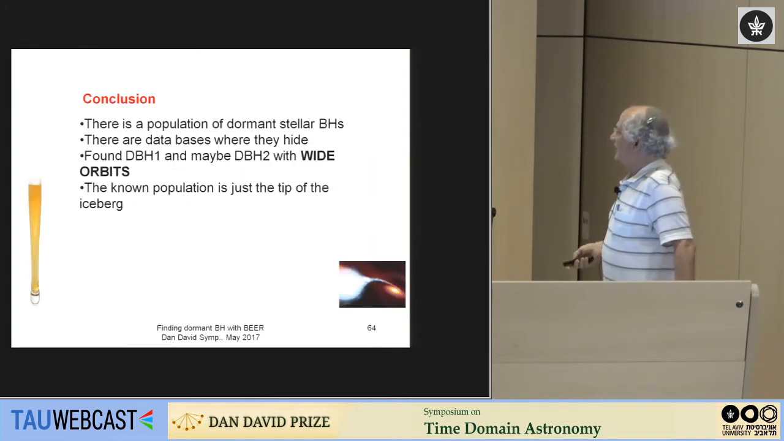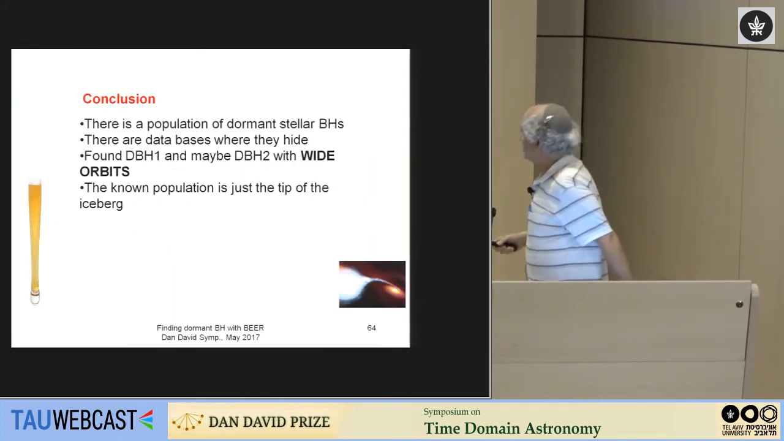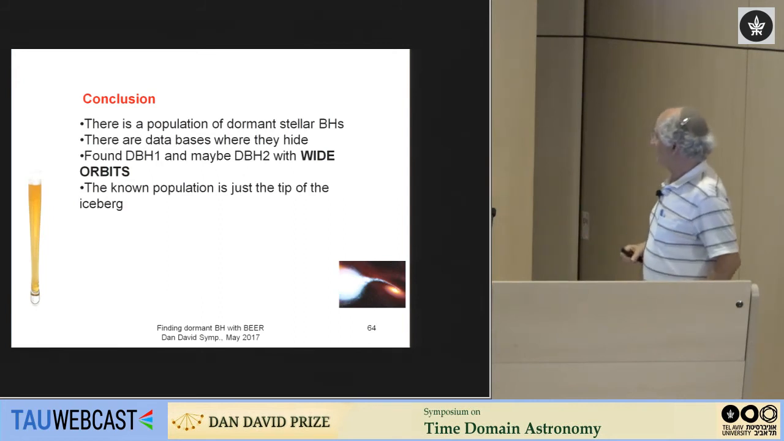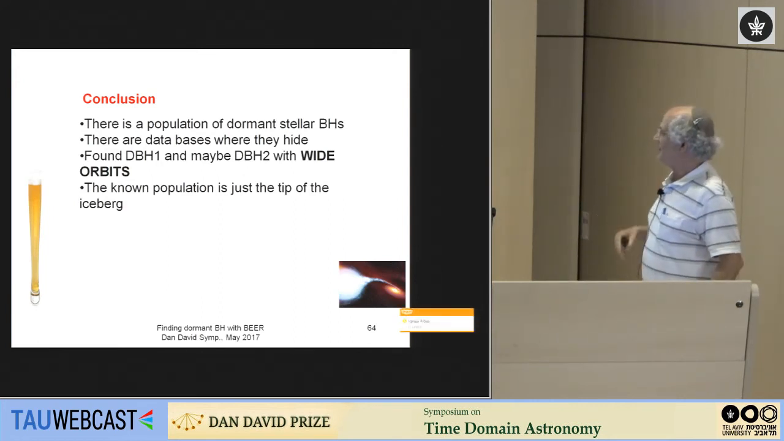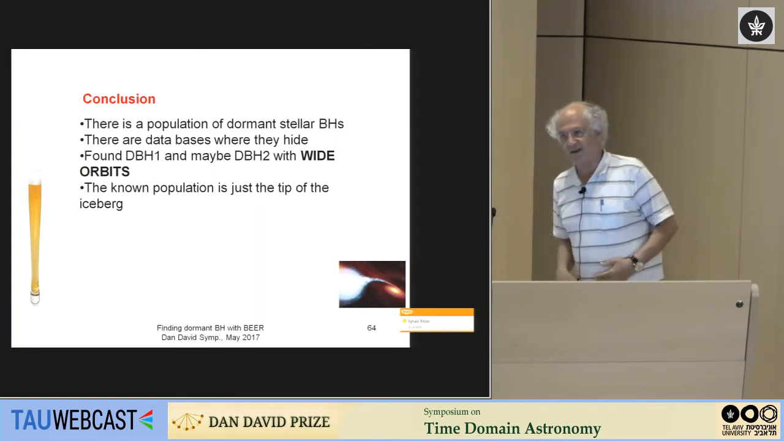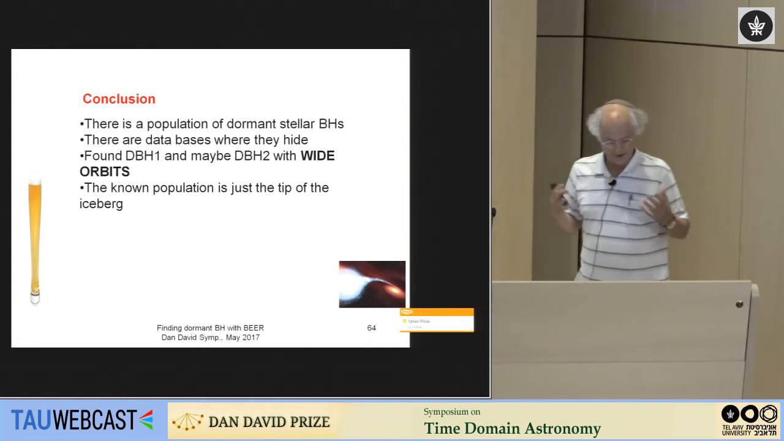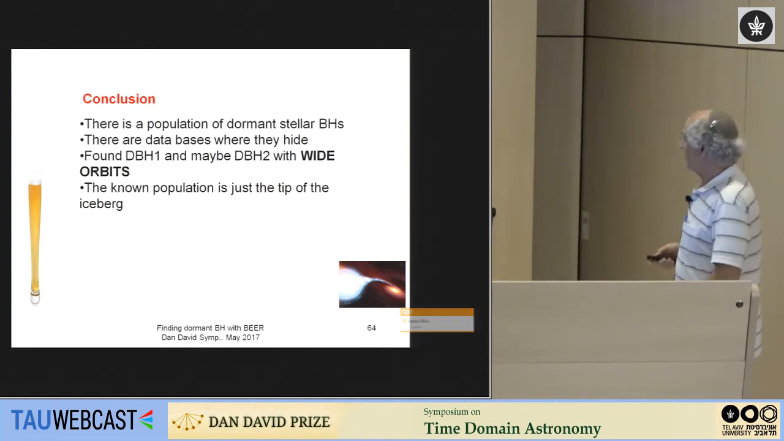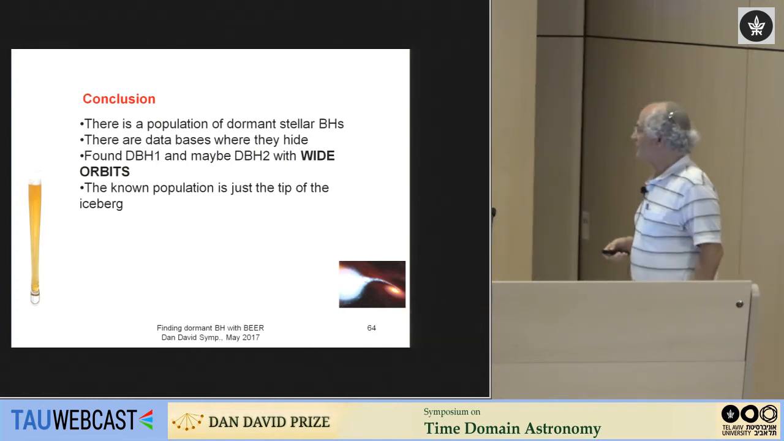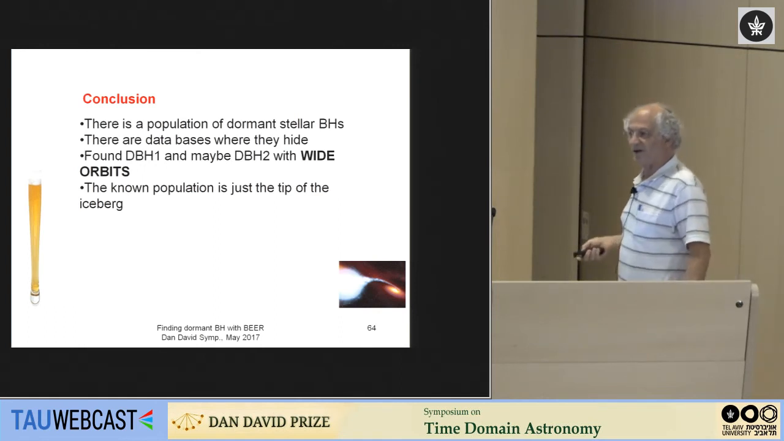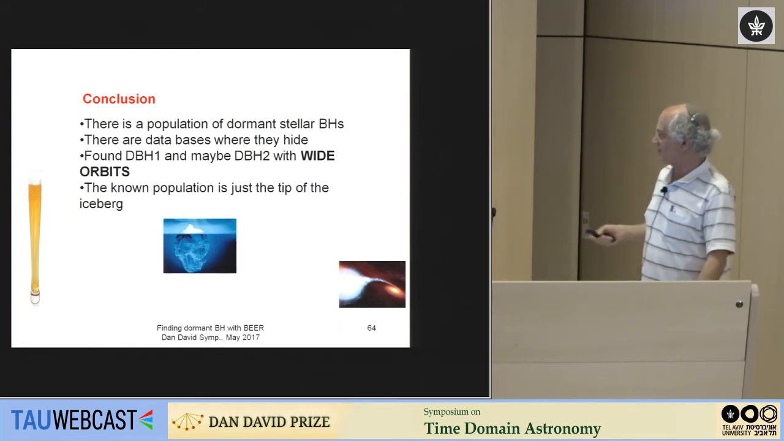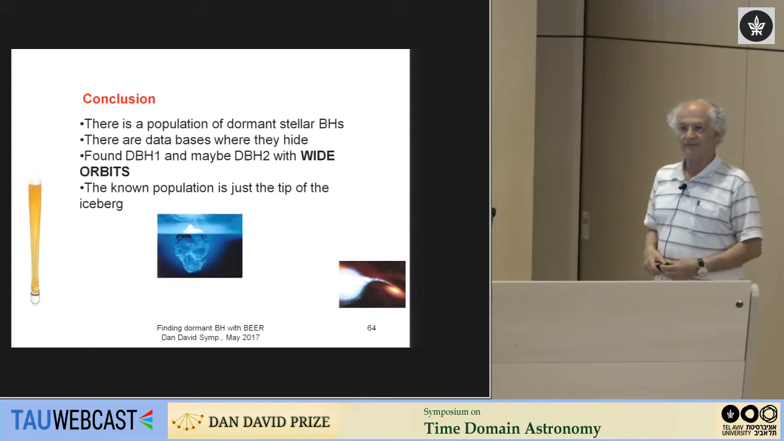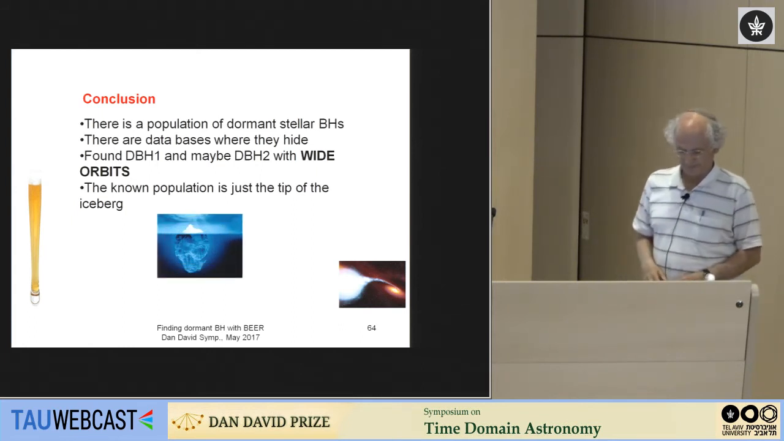So the conclusion is that there is a population of dormant stellar black holes. They are begging us to discover them. They are waiting impatiently. They sit in the dark like a good Jewish mother. They sit alone in the dark, waiting for us to discover them, and some of them are in wide binaries. What we know is apparently just the tip of the iceberg. Thank you.